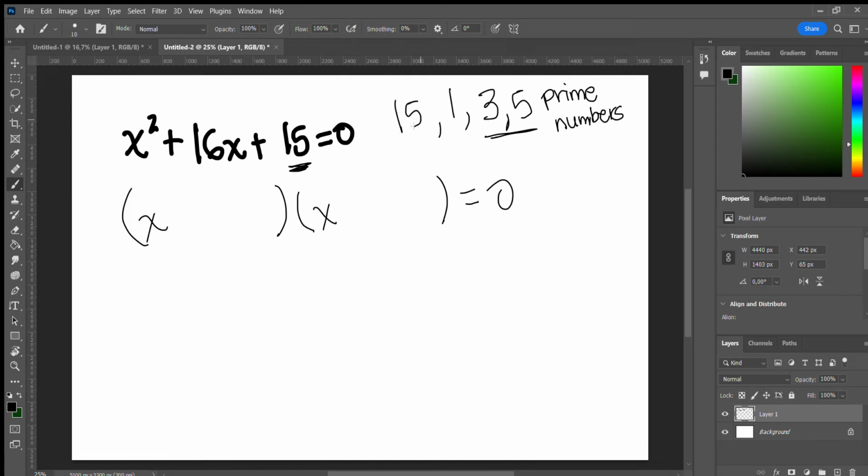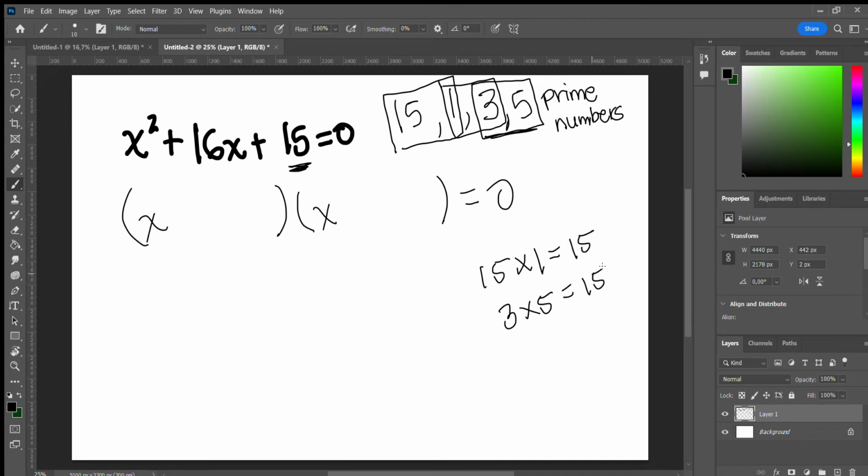So now you get your two factors of 15. Your first factors are 15 and 1. The others are 3 and 5. But 15 times 1 would be 15, and 3 times 5 would be 15. So you want to choose either this pair or this pair.